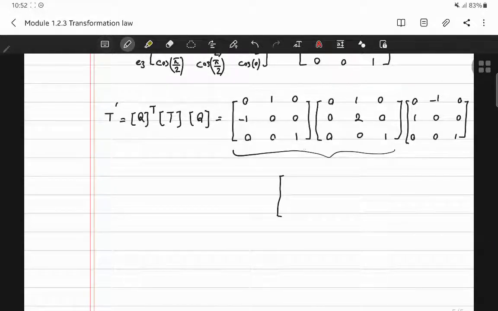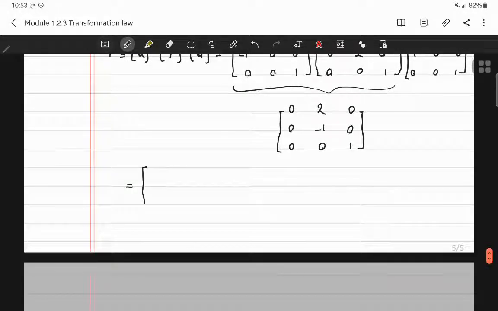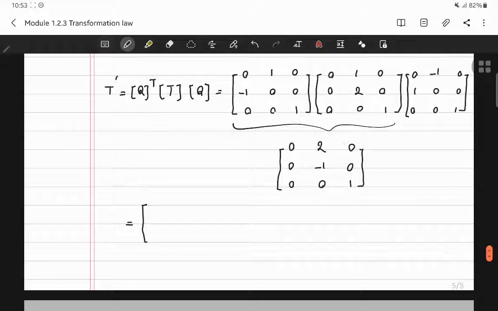So this becomes 0, 0. So this is 0. And this is 0, this is 2. So this is 0, 0, and this is 0. This is 0. This is minus 1. This is 0. This is 0. This goes 0. This is 1. So now we multiply these two. So finally it becomes 0, so this is 2. This is 0.